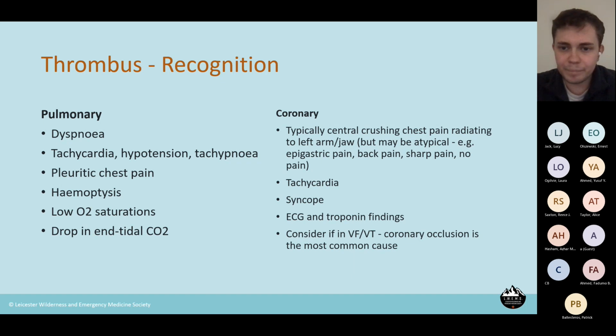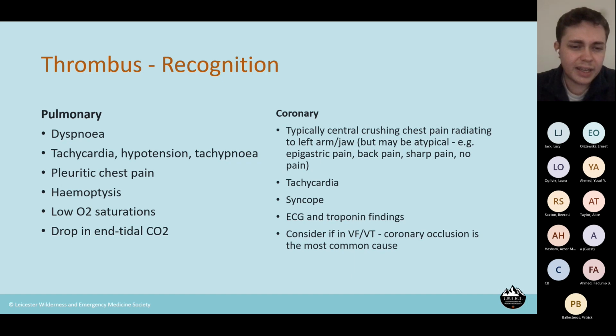Okay, and then for coronary thrombus, the central crushing chest pain with radiation to the left arm or jaw is the typical presentation. But a lot of these are atypical presentations as well. So you can get epigastric pain, back pain, right-sided pain, sharp pain instead of crushing pain. Some people get no pain at all. And alongside that, there's shortness of breath, pallor, nausea, tachycardia, syncope, ECG and troponin findings.